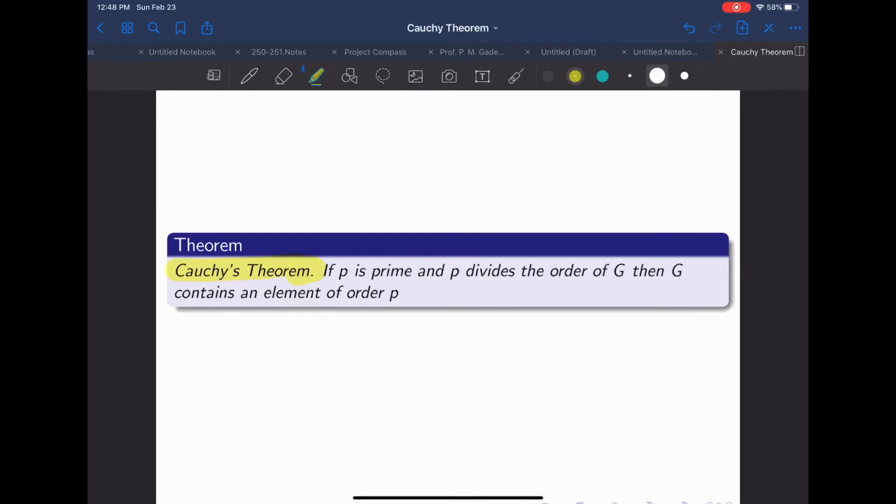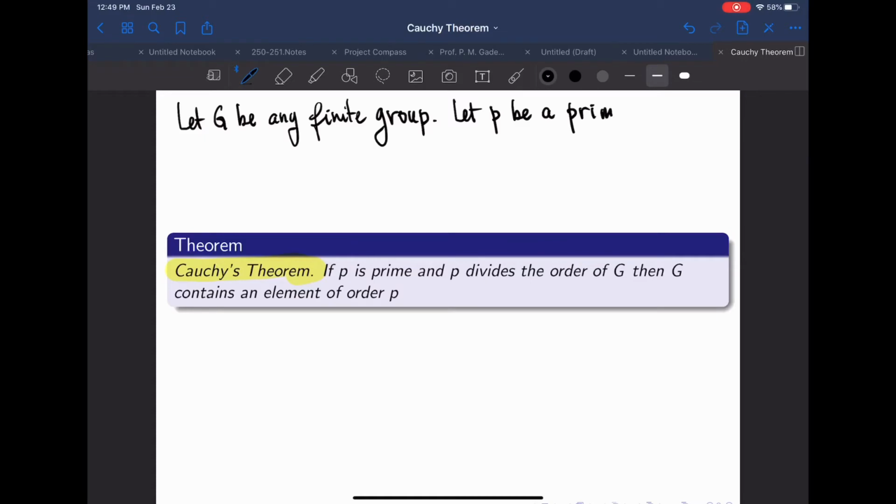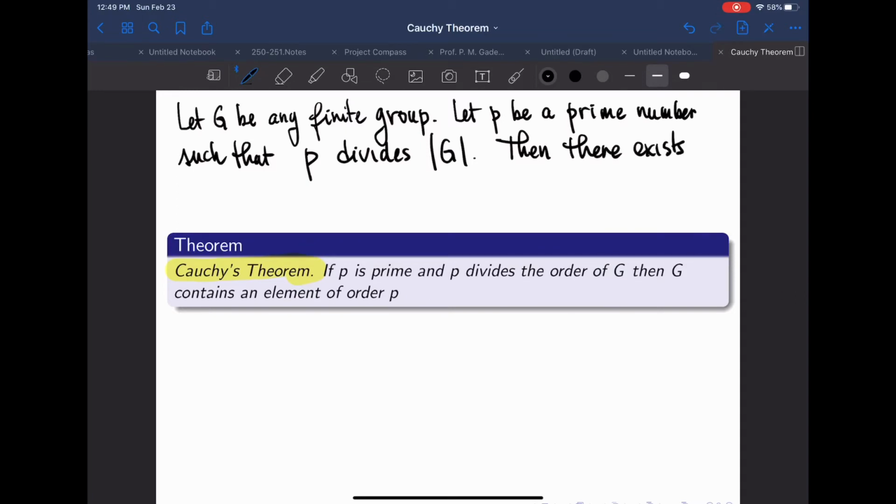Okay? And this is for any finite group. So let me again try to explain what this is saying. Let G be any finite group, and let P be a prime number such that P divides the order of G. Then Cauchy's theorem says that there exists an element g in our group such that g is of order P.